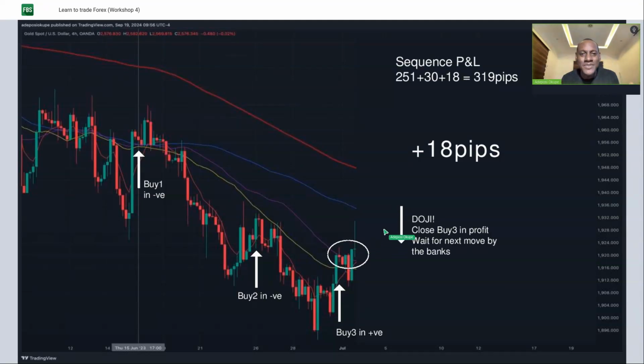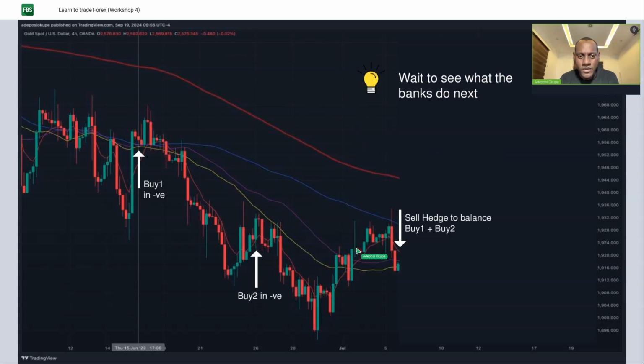It's called trade management. So in this example, did I leave it up? I can't remember. I think I closed the buy 3 in profit or so. All right, so I closed that buy in profit of 18 pips. And then the price went up and came down again.